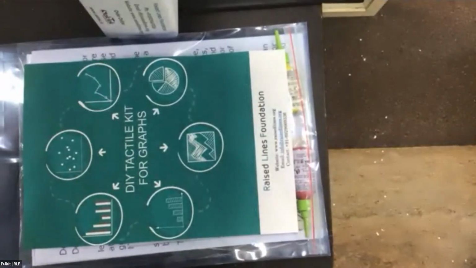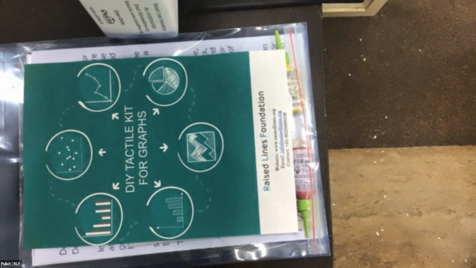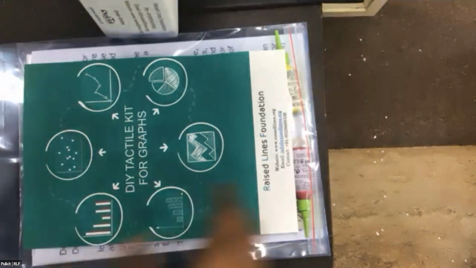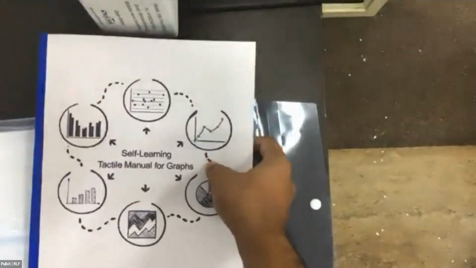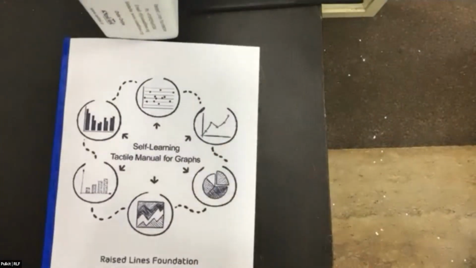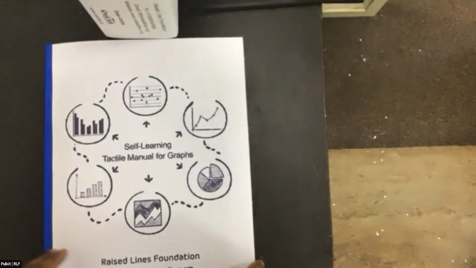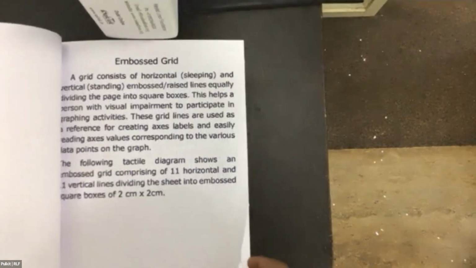Yep. So there's another kit. We call it DIY tactile graph kit. So the idea was how can we recreate graphs on our own, and how can teacher and student both recreate these graphs. So in this book, basically there are 4 main things. First is this module. It's a self-learning tactile graph manual in which all the concepts of the graphs are covered. From very basic, you start with the embossed grid.